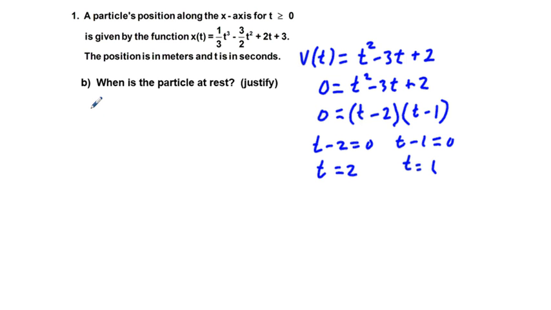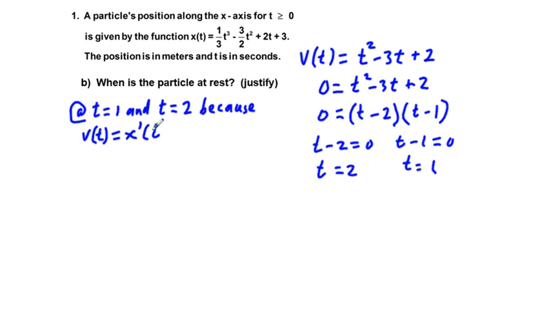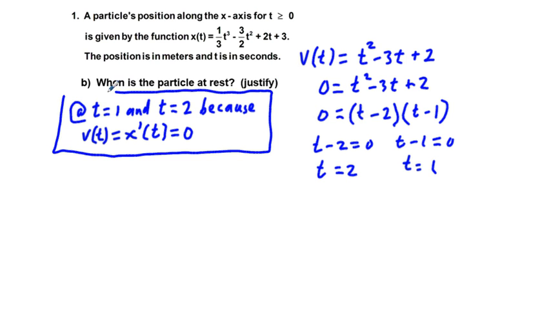So when is the particle at rest? At t equals 1 and t equals 2. Now the justification is why? Because at these locations, v of t, which equals x prime of t, is equal to 0. So that would be our answer. Something like that for an answer and a justification.